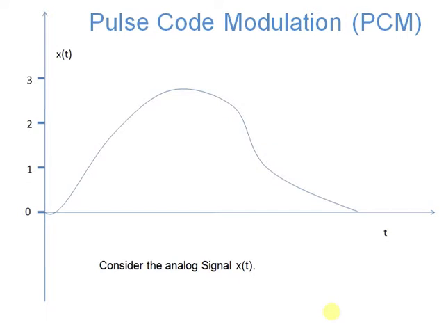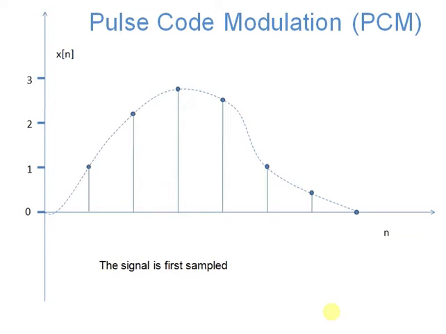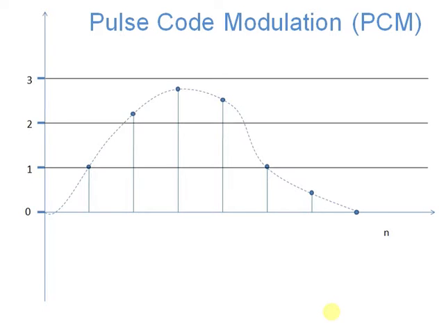In this animation we are observing how an analog signal is being converted into digital data, that is a bit stream of ones and zeros. Consider the analog signal shown here. First we sample it using the sampler. After every discrete time interval, that is Ts seconds, we sample the signal. Now we have sampled signal values which may be falling into one of the levels.